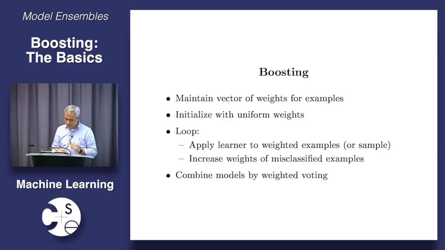And finally, you combine the models by voting as before, except that now, of course, the voting is also going to be weighted. The classifiers that were more accurate have more weight than the ones that were less. Again, this makes sense, right? Why make a uniform vote when some classifiers are better than others?